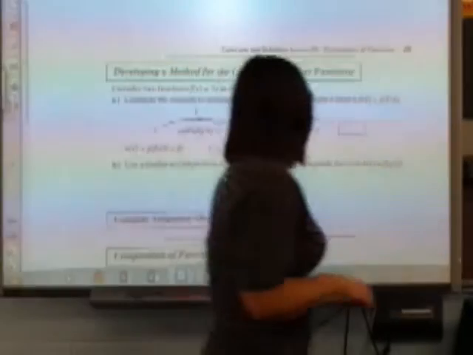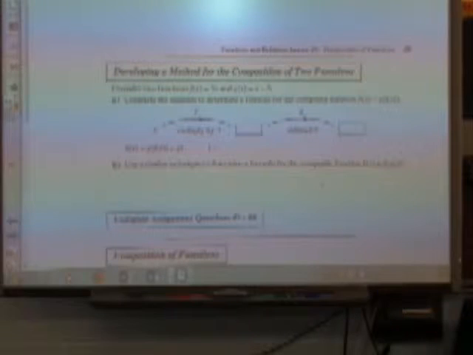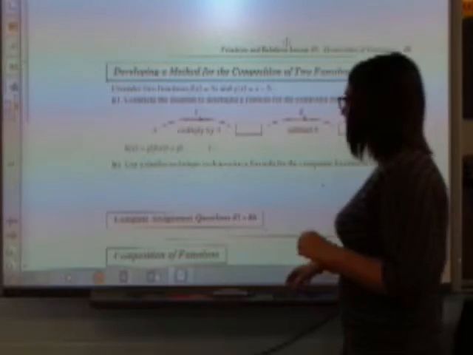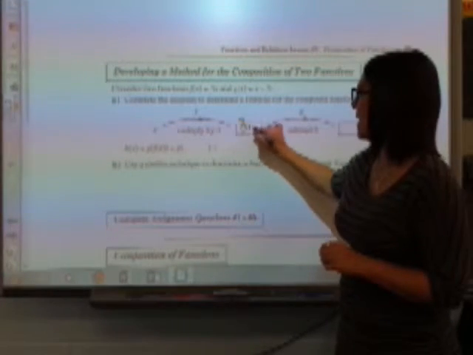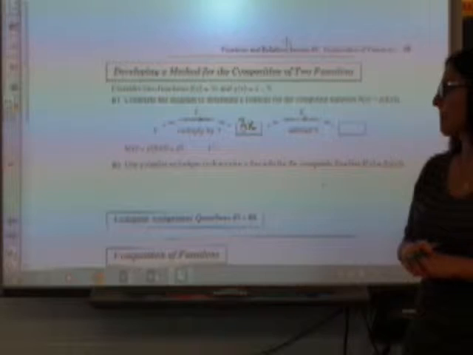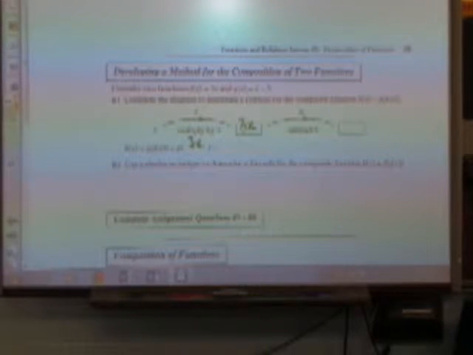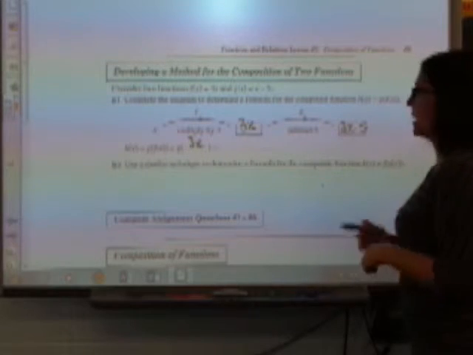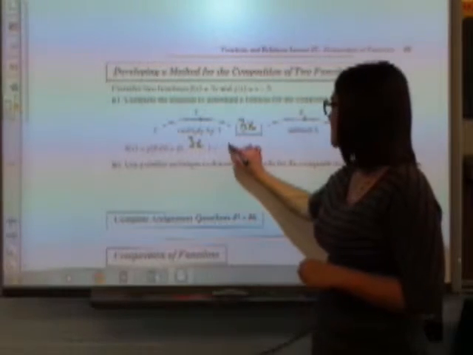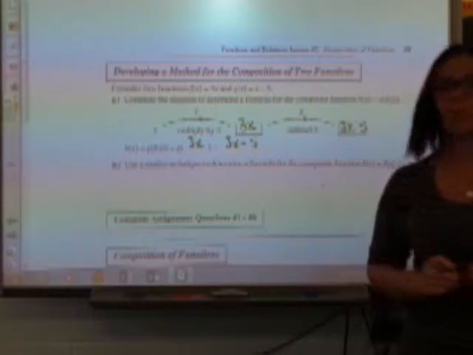So it says developing a method for the composition of two functions. Consider two functions f of x equals 3x and g of x equals x minus 5. Complete the diagram to determine a formula for the composite function. So I take x and I multiply it by 3, and that's how I get my 3x. So where I see f of x, I can substitute in 3x. And then I would subtract 5. And there's my 3x minus 5. So g of 3x would be 3x minus 5.